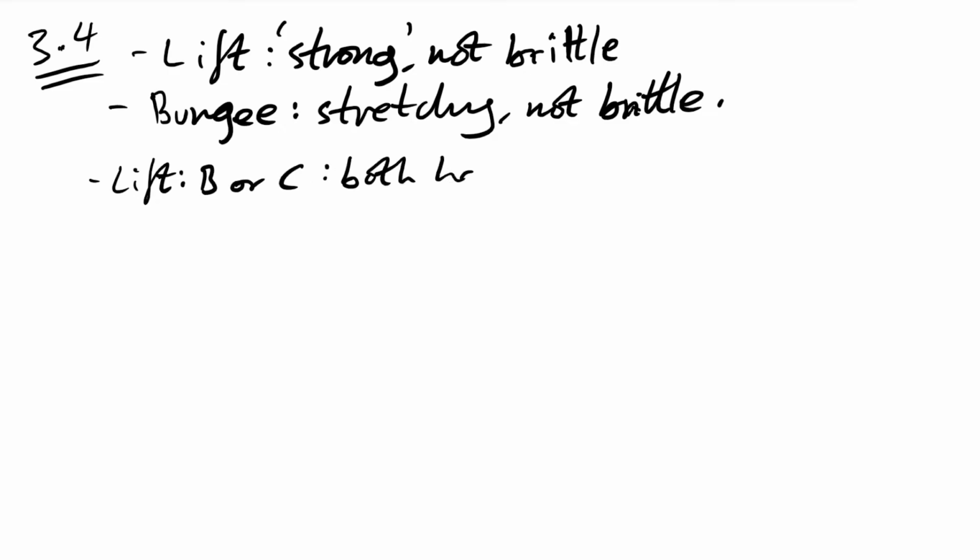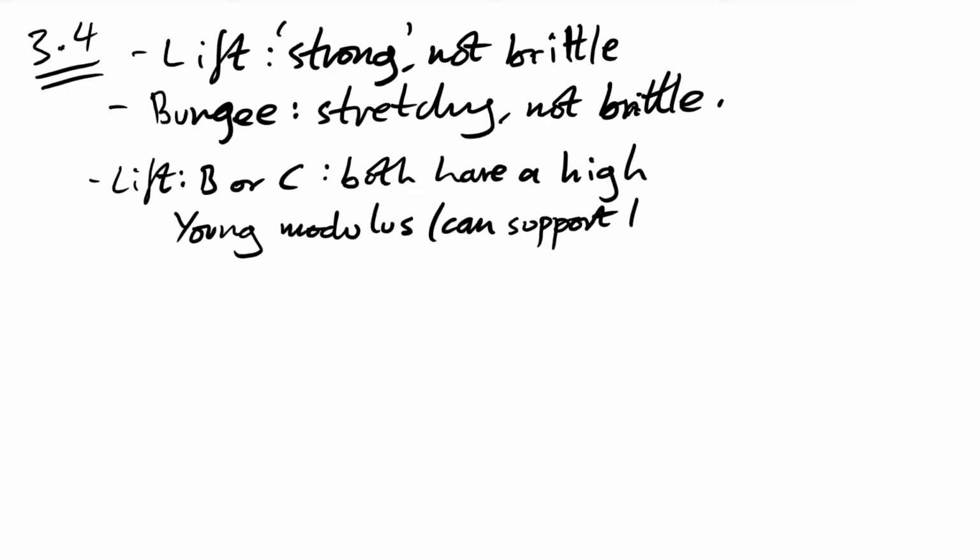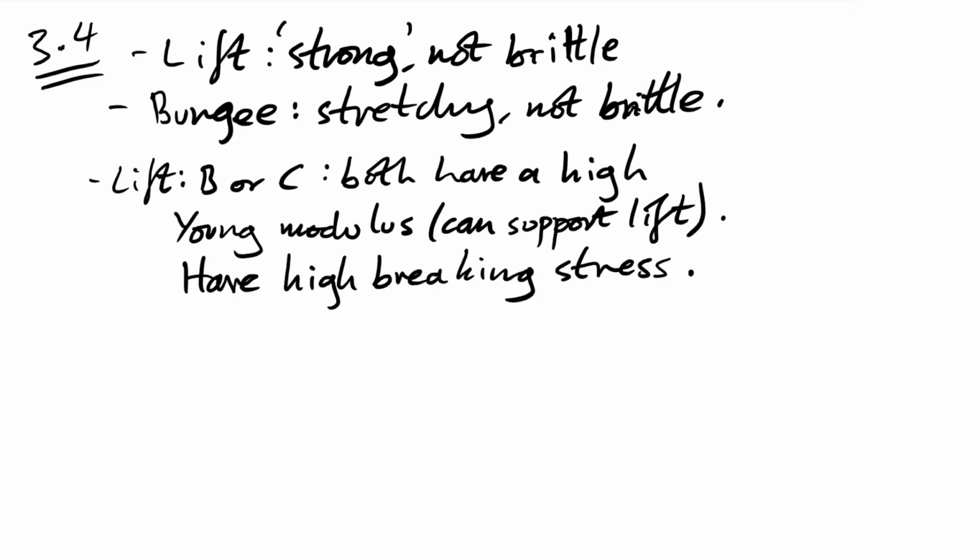Both have a high Young modulus, so that means that they can support the lift. We can say they also have a high breaking stress. In a toss-up though, it should probably be material B. Bungee, of course, we want D.